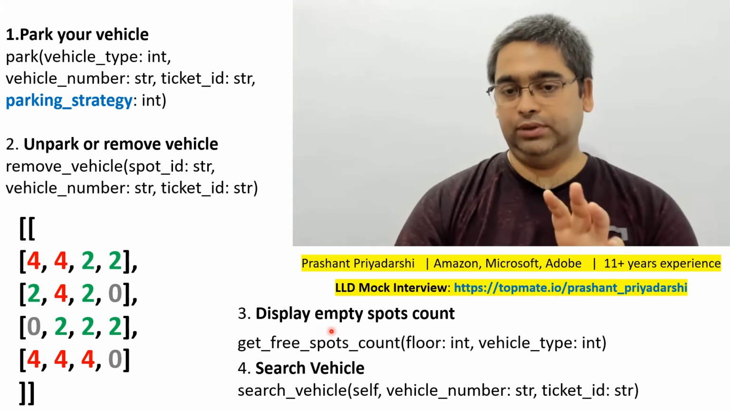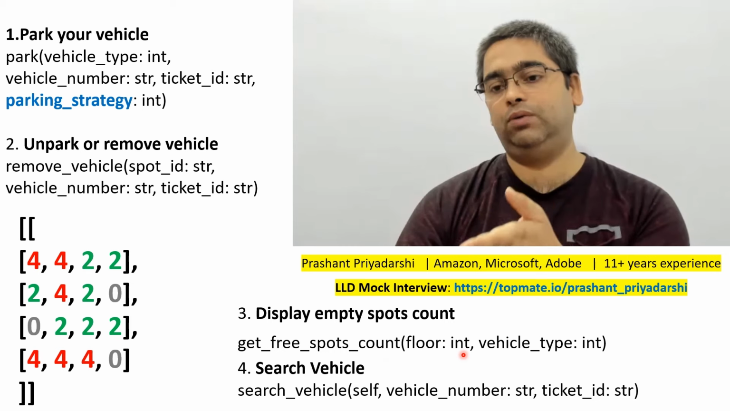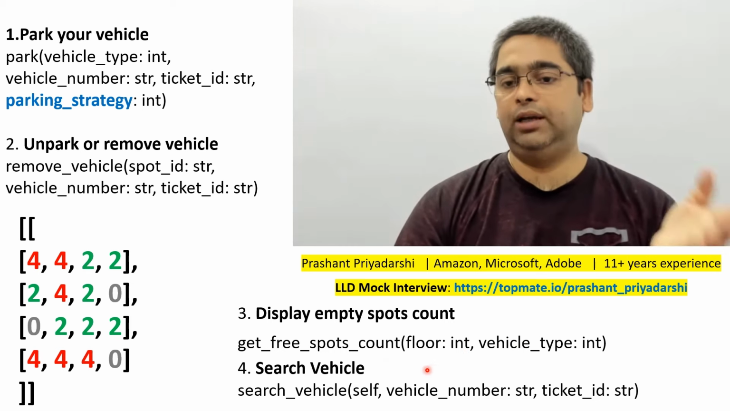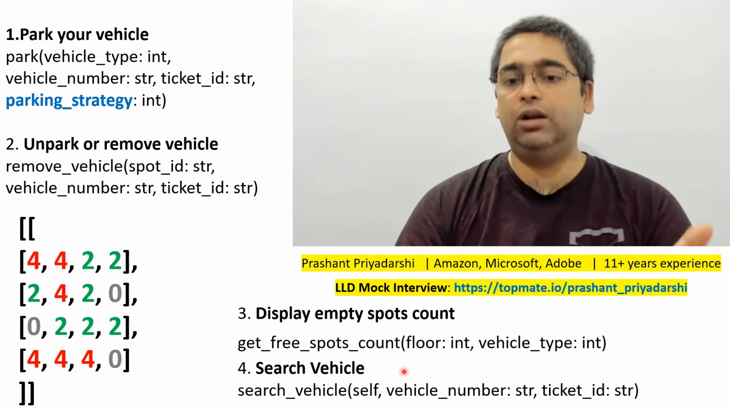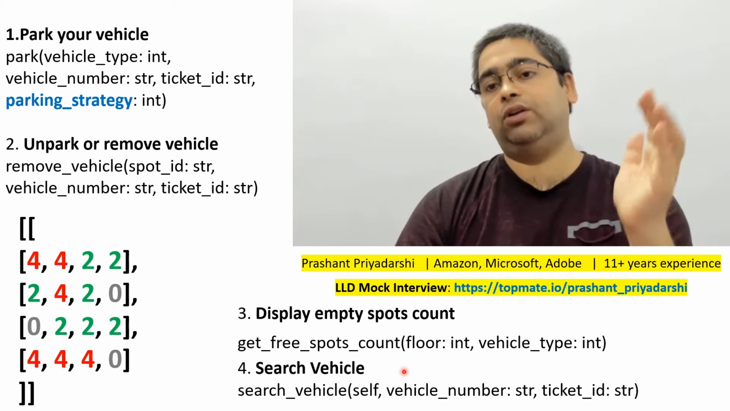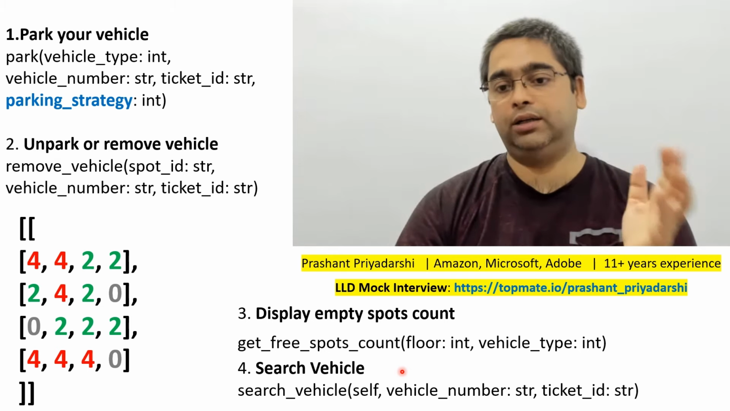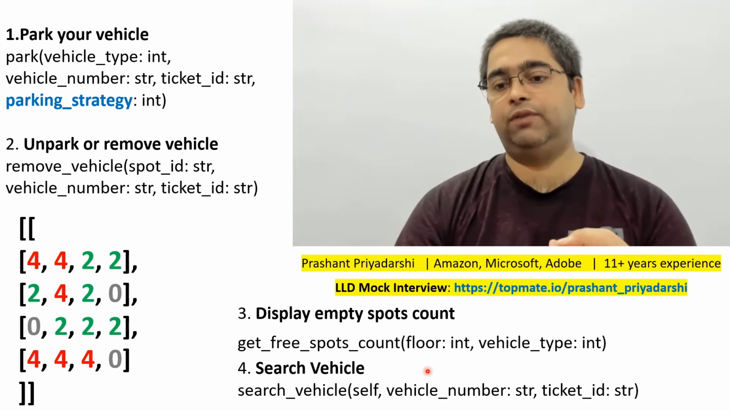There again, I have written the method signature for it: get free spots count for each floor for each vehicle type. Again, if you may have lost your ticket and you may need to search your vehicle, or you want to see the previous or historical data, that last time where your vehicle was parked, then you can do that in a parking lot. We should have the search vehicle functionality.